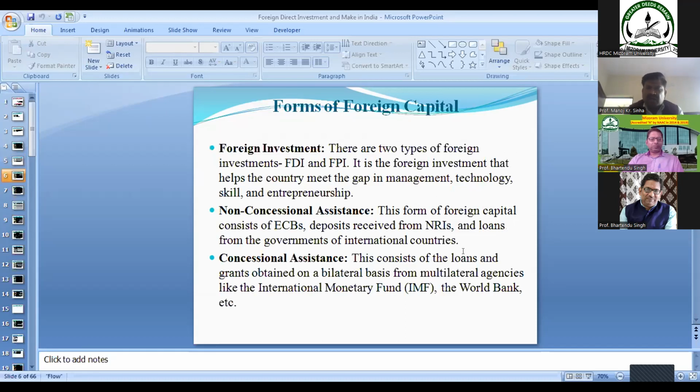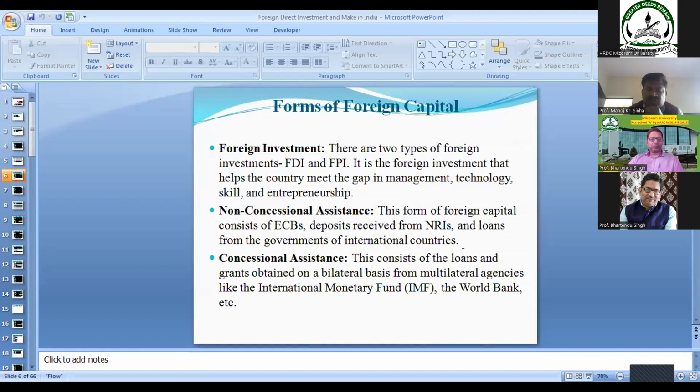Forms of foreign capital: we have classified foreign capital into three groups. Foreign investment, one is foreign direct investment, and the other is foreign portfolio investment. It is part of foreign investment. It involves the flow of FDI or FPI in the form of securities for meeting the gap in management, technology, skills, and entrepreneurship. Non-concessional assistance is in the form of ECB, external commercial borrowing.